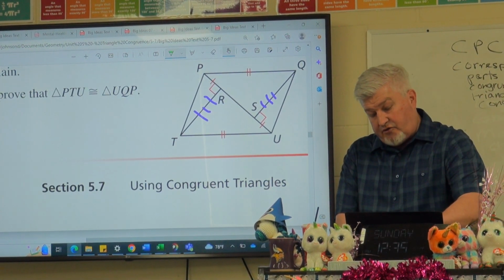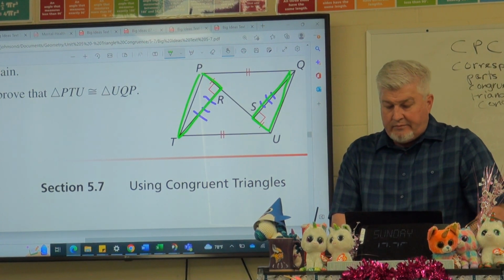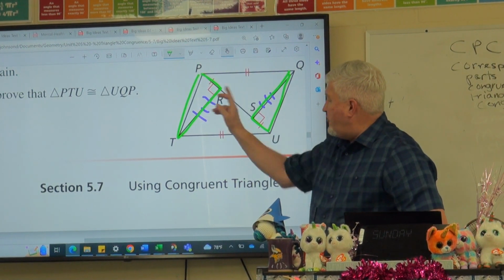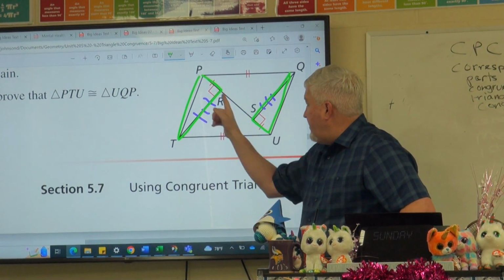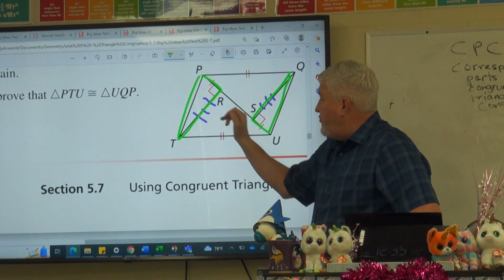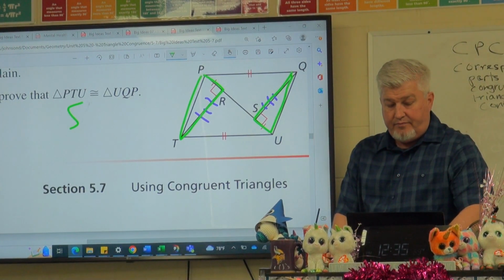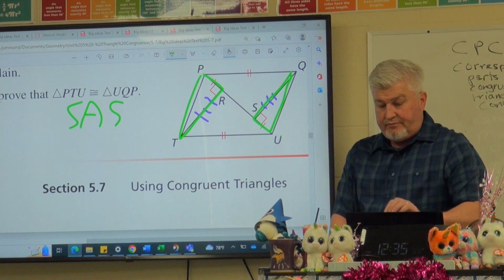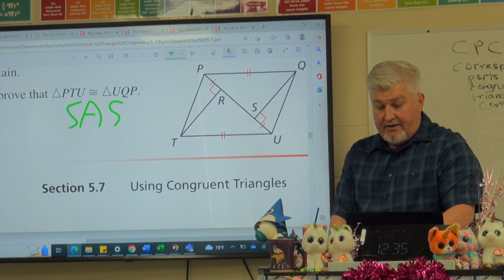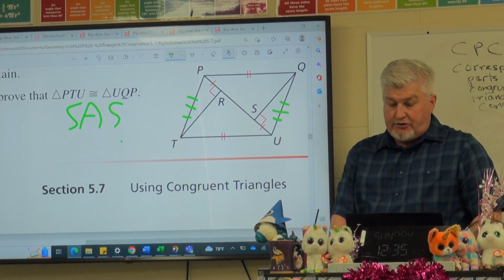Now we look at these smaller triangles here and here. Okay, so I've got 2 small right triangles. I know these legs are congruent. I know these legs are congruent, and they have an angle congruent in the middle. So these 2 triangles are congruent by SAS. And because they are congruent by SAS, that means here and here are also congruent.